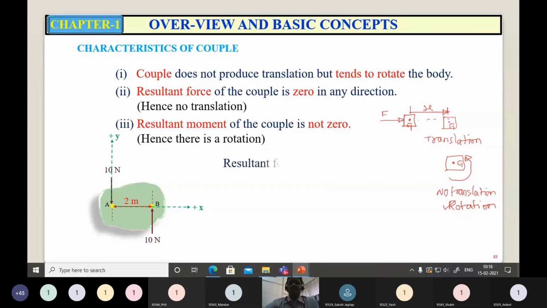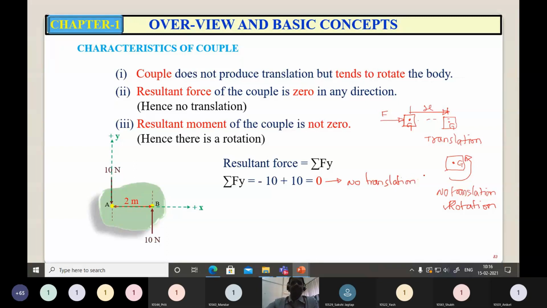So what is the resultant force? Algebraic sum of the forces. These two forces are acting in y direction. So I'm taking the algebraic sum in y direction, summation Fy. The first force, this 10 Newton, is acting downwards. As per our sign convention, if the force is acting downwards, we will take it as negative. And the second force is acting upwards, therefore it is positive. Hence, the resultant force, the algebraic sum, is 0. Therefore, you can say that the body is not having translation. So, no translation.